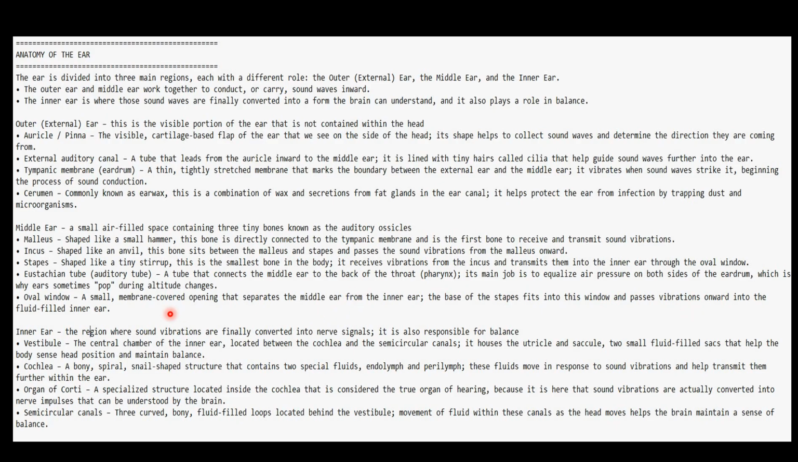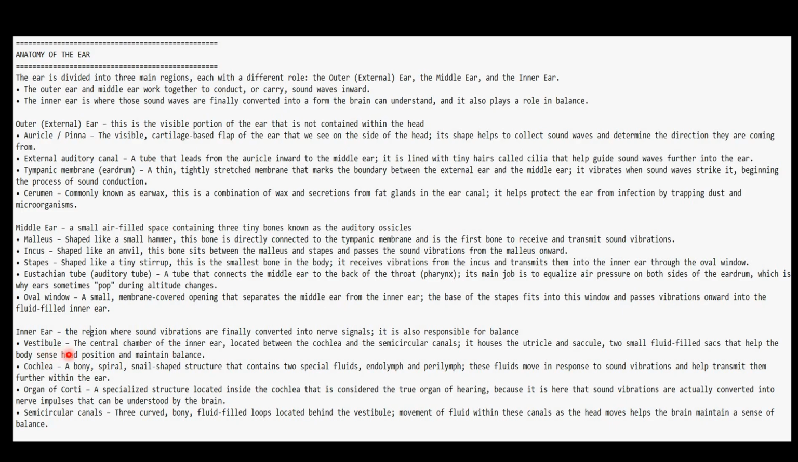Clear? And then we have the inner ear, which is the main portion where the sound waves are transformed into signals that the brain can understand, and then we perceive it as hearing or sound. So the inner ear is basically the region where sound vibrations are finally converted into nerve signals. It is also responsible for balance. So always remember this thing. Don't forget that it maintains the balance. Now the parts that are present here.